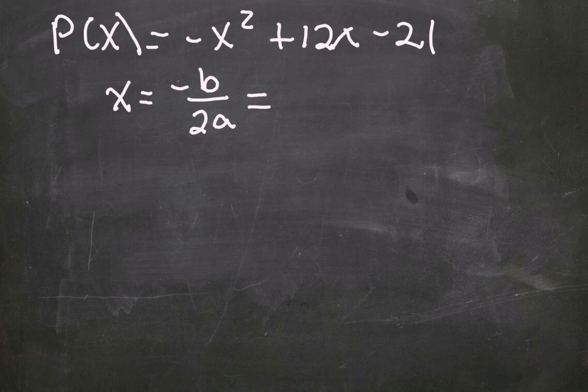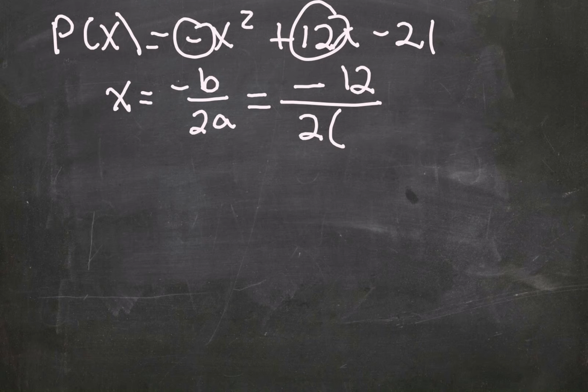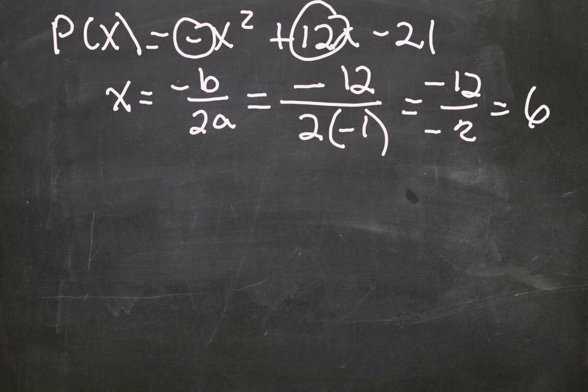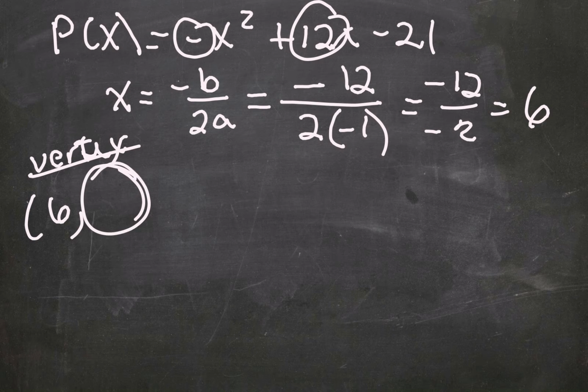So let's plug in. Okay, I have negative b. B is 12. There's my b. Divided by 2 times a, and a is that negative 1. So I have negative 12 divided by negative 2, which is 6. So that's if I'm looking at my vertex, that is the x variable of the vertex, or the x coordinate of our vertex. But I need the maximum, so the y is always what tells you what the maximum is.